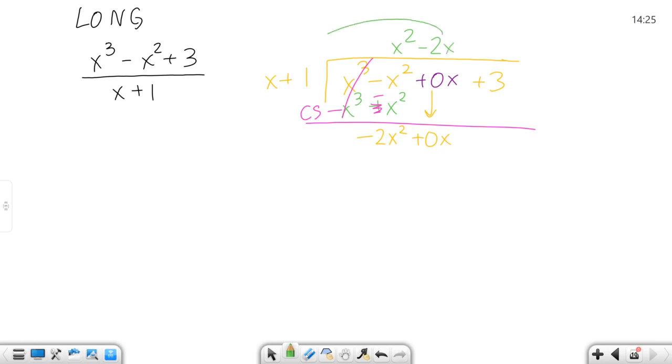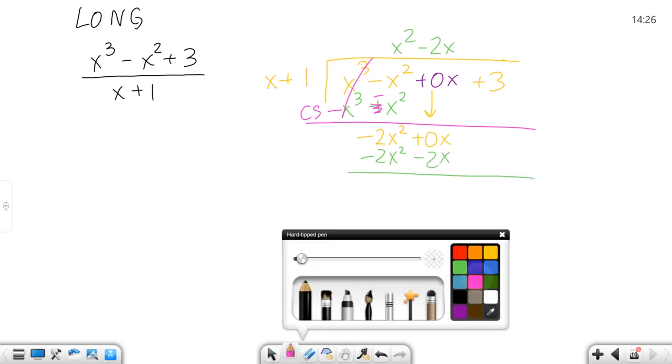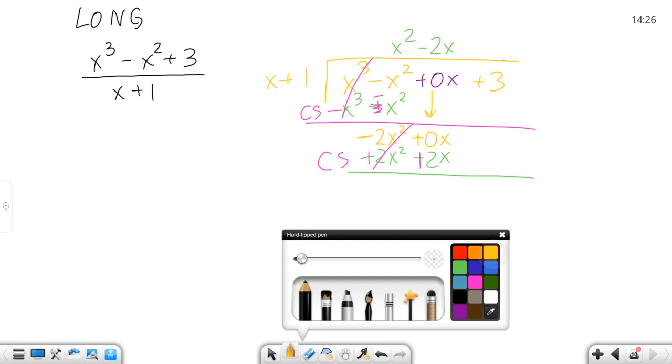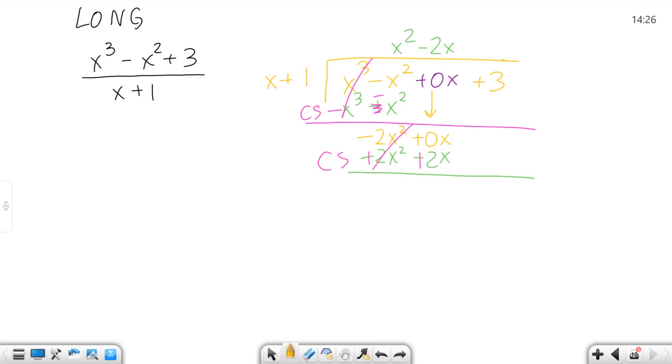So then negative 2x times x gives me negative 2x squared. Negative 2x times positive 1 gives me negative 2x. And then what do I do? That's right, I change my signs, right? Make this a plus, make this a plus. That cancels. And then I have, look, 0 doesn't change anything. 0 plus 2x is 2x. And finally, I bring down my plus 3, and I'm ready to start the process for a third time here, right? I've been through the process once here, a second time here, and about to go through it a third time down here, right?